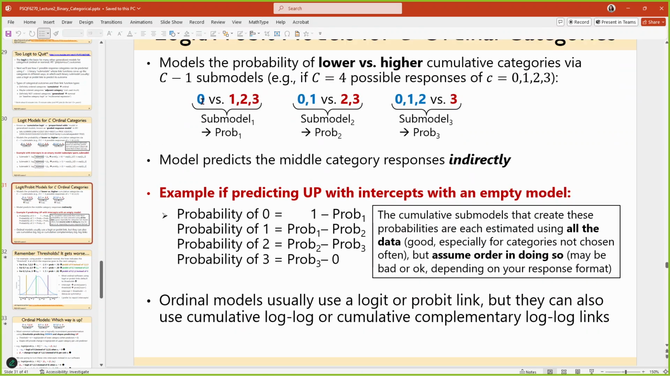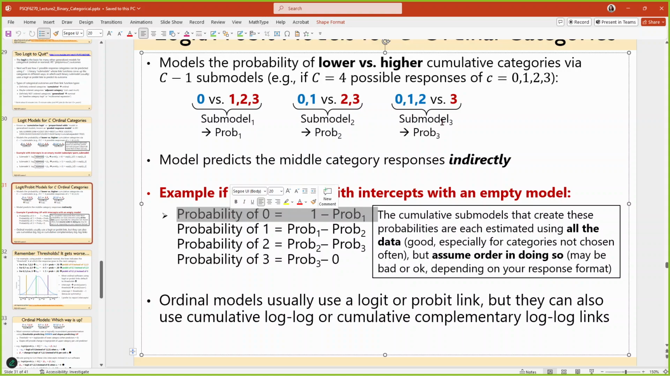So if the logits directly tell me about 0 versus 1, 2, 3, and 0, 1 versus 2, 3, and 0, 1, 2 versus 3 in this example, then I can get the middle probabilities through subtraction. So if the model tells me this part, which is what it's telling me, 1 minus that has to be what 0 is. So I can get that with this. Likewise, this last submodel is directly telling me what the probability of 3 is, so that's that. The middle ones are implied.